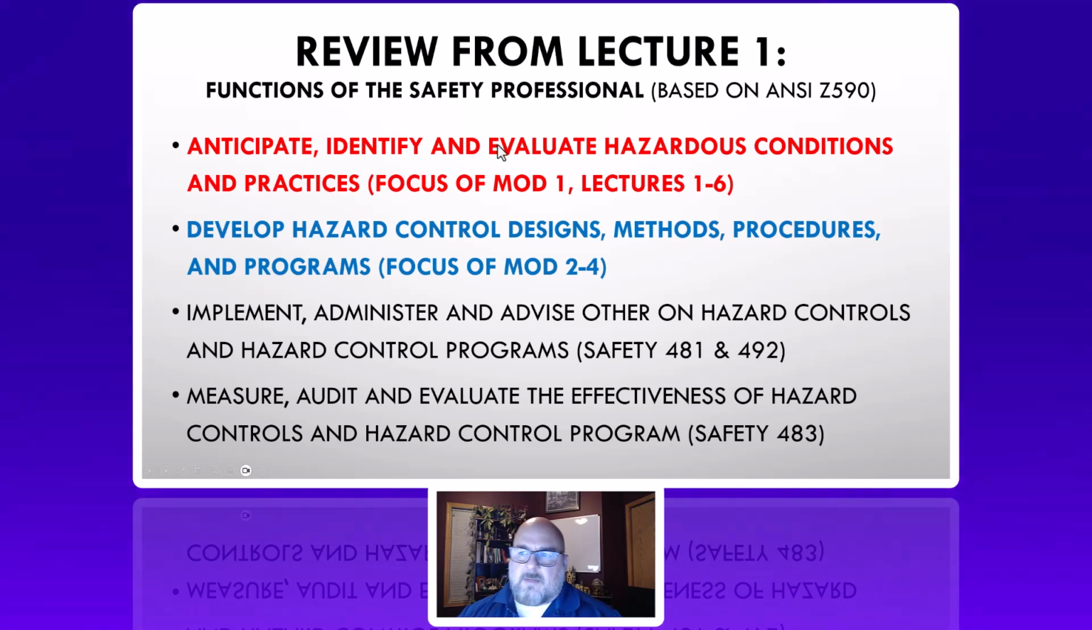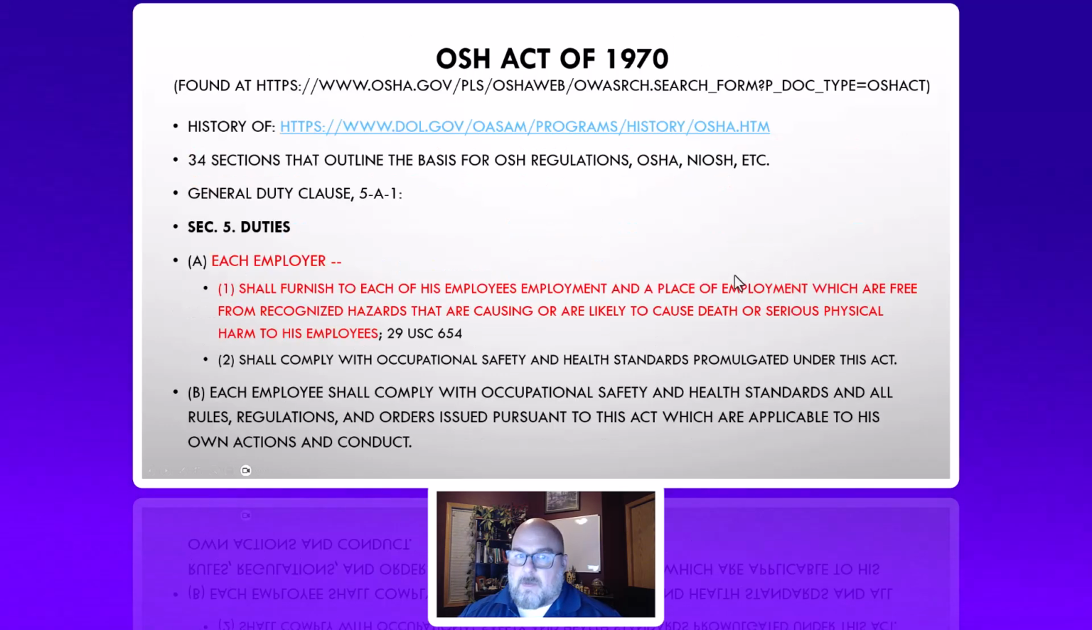So from Lecture 1, some of the things I want to review with you very, very quickly is what I found interesting: the functions of a safety professional based on the ANSI standard that was discussed. The focus of the first 5 or 6 lectures is to anticipate, identify, and evaluate hazardous conditions and practices. Modules 2 through 4 will be develop hazard control design, methods, procedures, and programs. And then in other courses, you'll get the other 2 elements. But also, based on things we cover in Lecture 5, you'll see that this is just one particular subset of elements of a successful safety program.